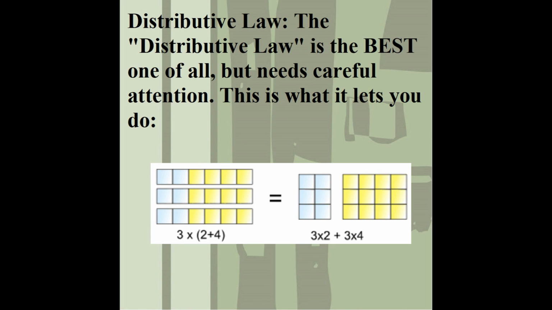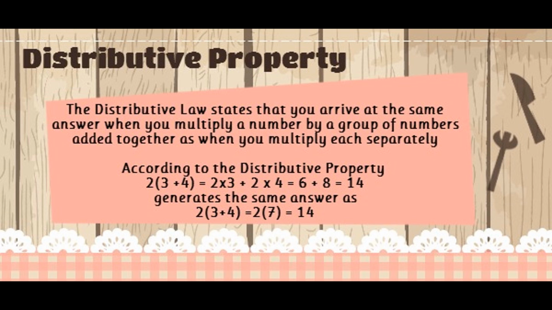The distributive law is the best one of all, but needs careful attention, and this is what it lets you do. If we have 3 × (2 + 4), we could break that down into 3 × 2 + 3 × 4. The distributive law states that you arrive at the same answer when you multiply a number by a group of numbers added together as when you multiply each separately.